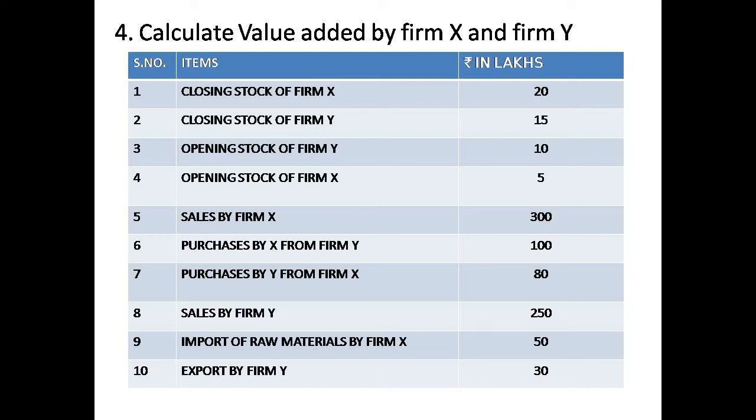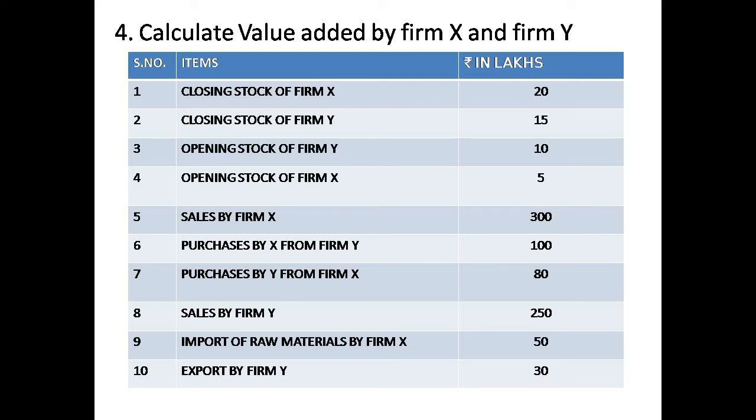Calculate value added by firm X and firm Y. Here we need not calculate gross value added and all. We need to calculate value added by a firm and value added by another firm. They have given closing stock of firm X, closing stock of firm Y, opening stock of both the firms, sales by firm X, purchase by X from Y, purchase by Y from X, sales by firm Y, import of raw materials by firm X, export by firm Y. All these are given in the problem. Let's see how this problem is solved.